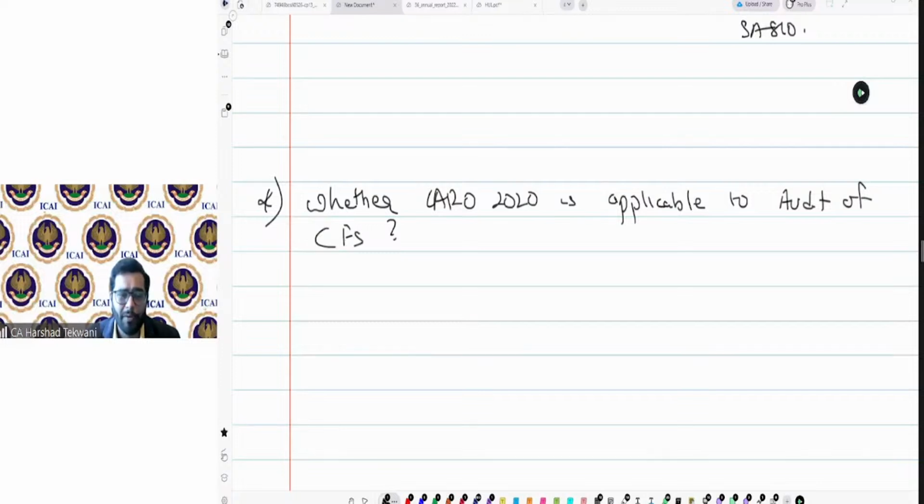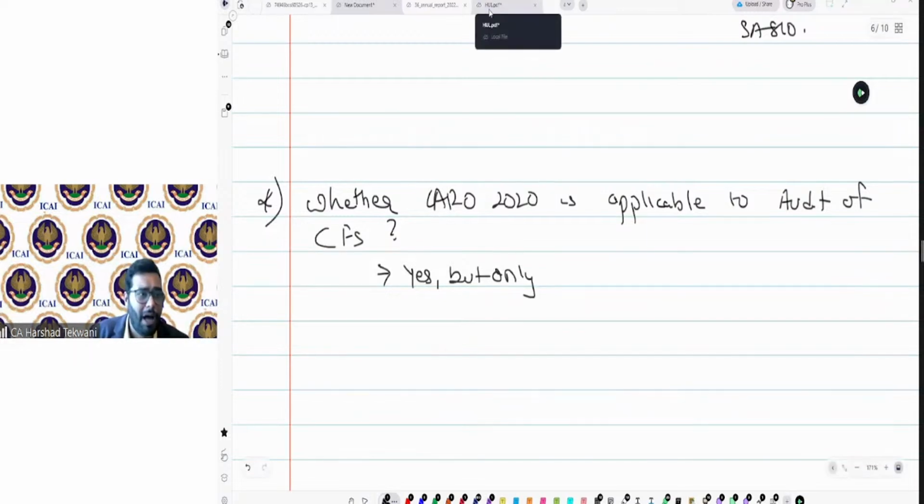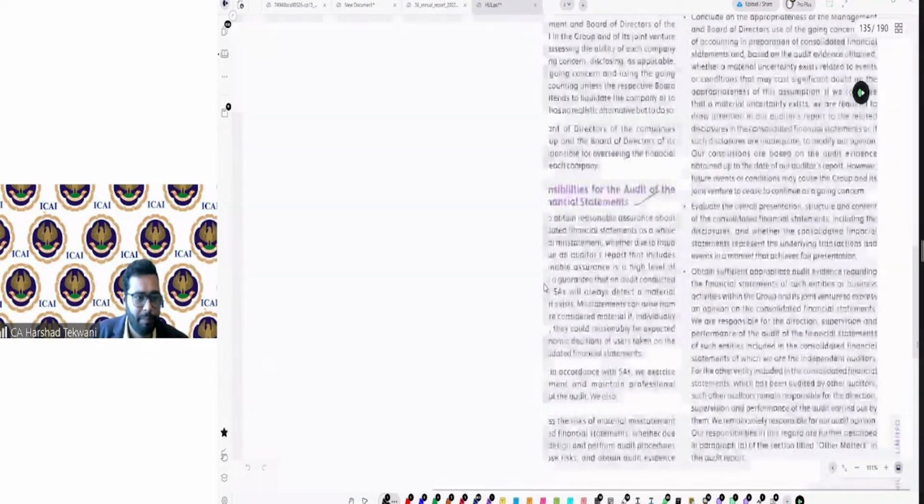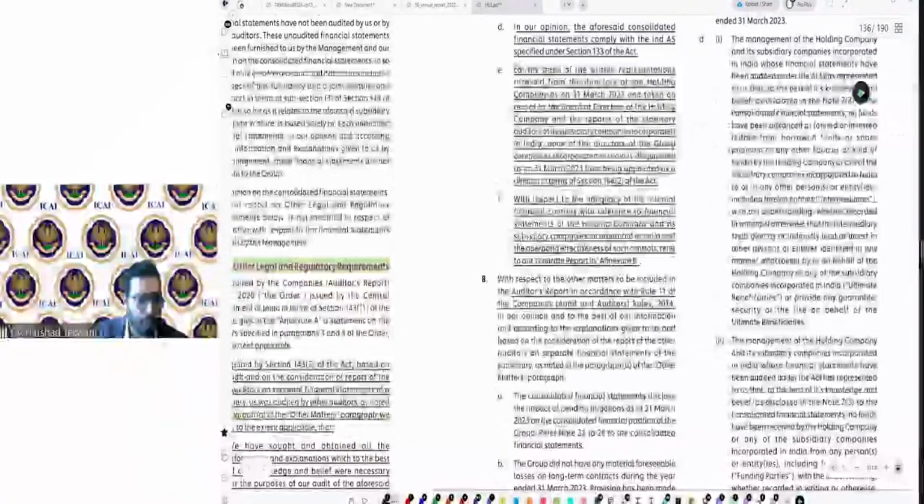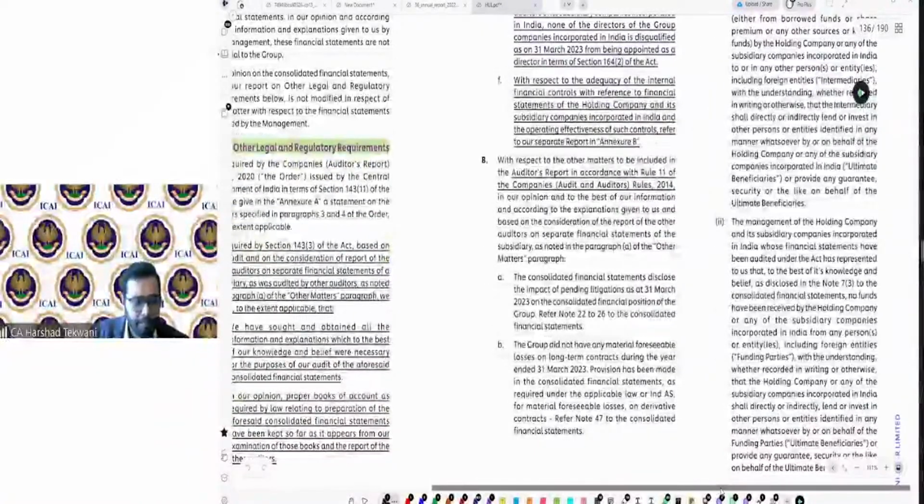So whether CARO 2020 is applicable to the audit of CFS? Very good, Gundu. Yes, Mansha. Very good, Tanisha. Yes. So the answer is yes, it is applicable, only the last clause of the CARO, and I'll show you that one in the audit report also.